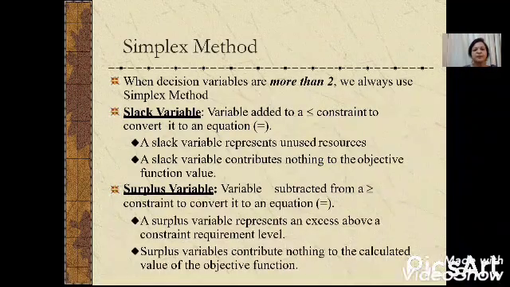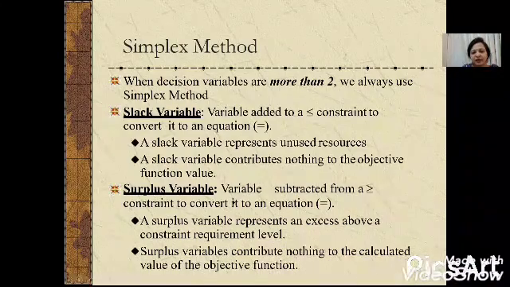Now let us see some basic definitions that are used in the simplex method. First thing that I have told you: when decision variables are more than two, we always use the simplex method. A slack variable is added to a less than or equal to constraint to convert it to an equation of the form equal to. So a slack variable represents unused resources. A slack variable contributes nothing to the objective function.